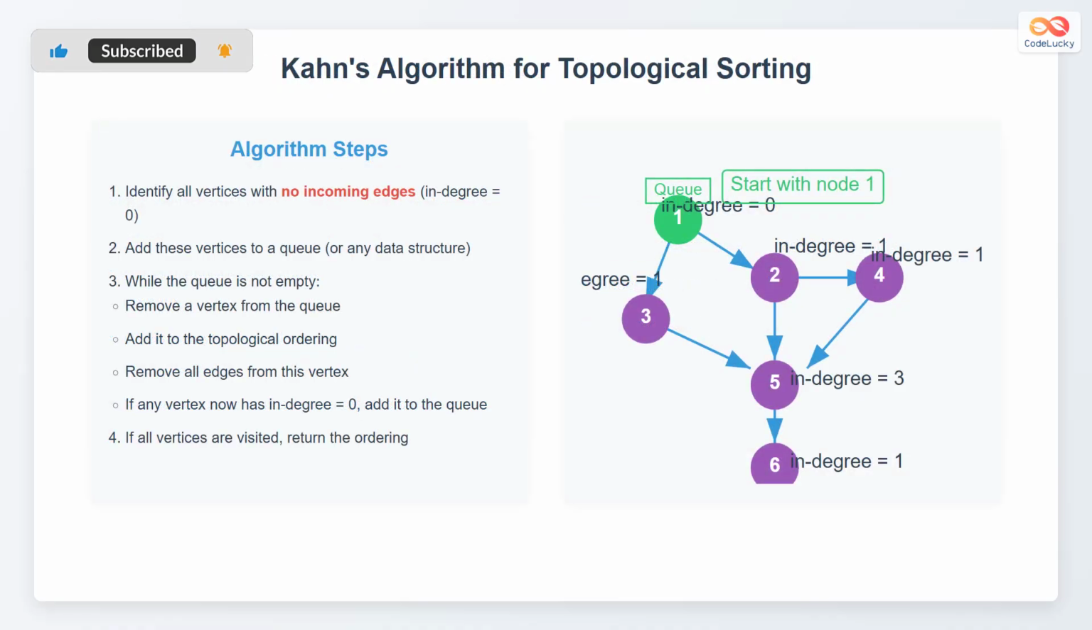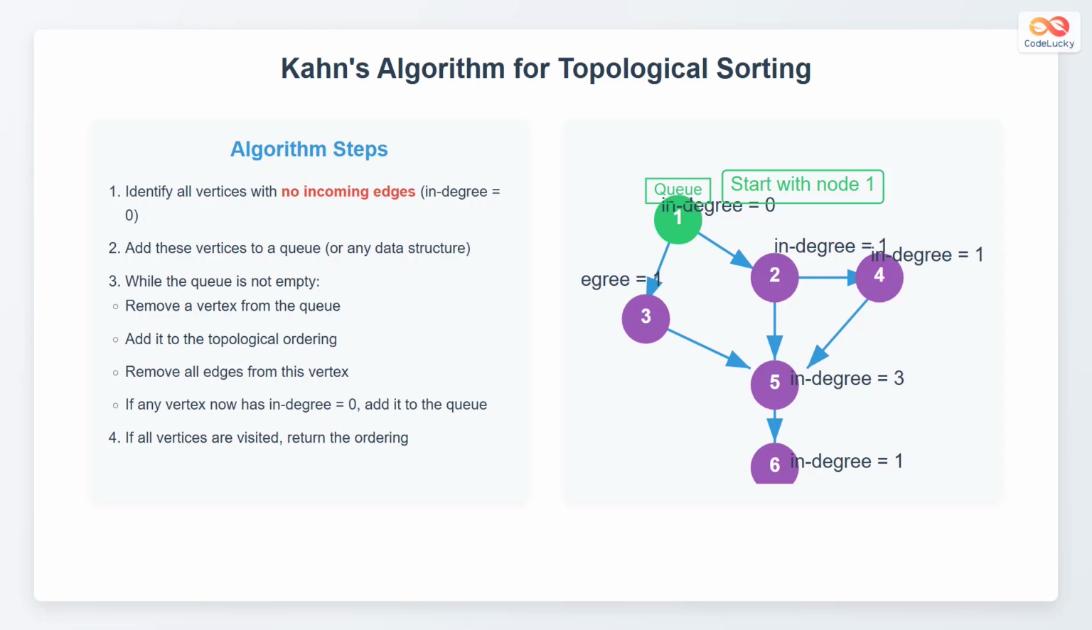Kahn's algorithm provides a method for performing topological sorting. The algorithm steps are as follows. First, identify all vertices with no incoming edges, also known as indegree equals 0. Second, add these vertices to a queue or any suitable data structure.